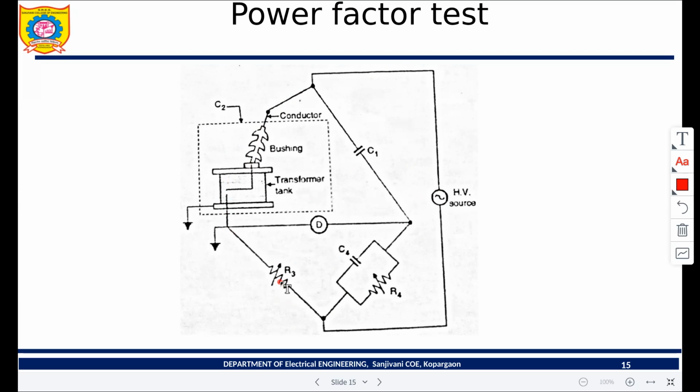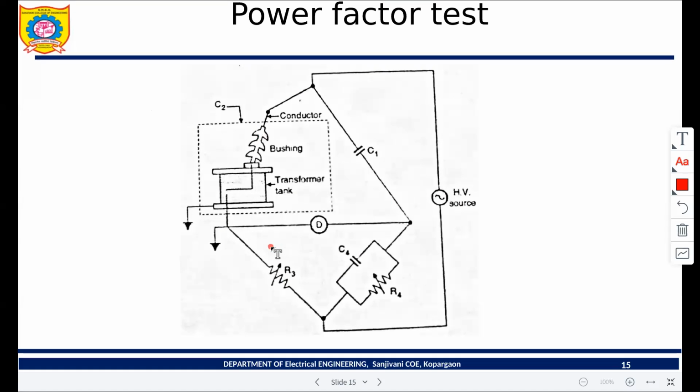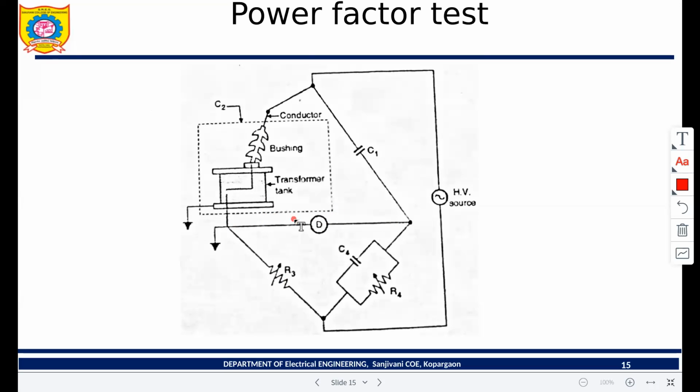And this is the variable resistance R3 and variable resistance R4. So this is a Schering bridge, and the Schering bridge is used to determine the capacitance. Once we determine the capacitance, we can determine the power factor and tan delta. The procedure is simple. We vary the resistance and vary the input side voltage so that the bridge is balanced. Now the detector will be shown. We connect the detector, the potential difference between them can be determined by using the detector, and we can balance the bridge. So under balanced condition, we can find out the value of C2.